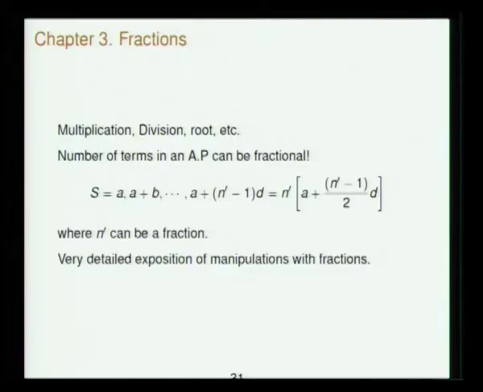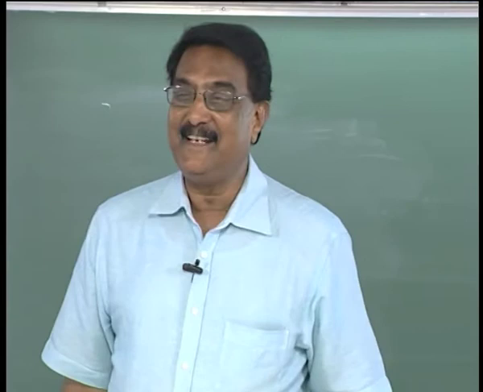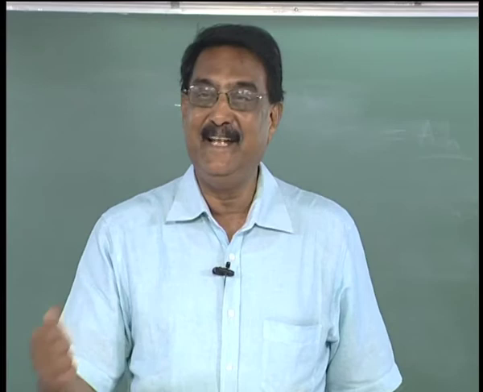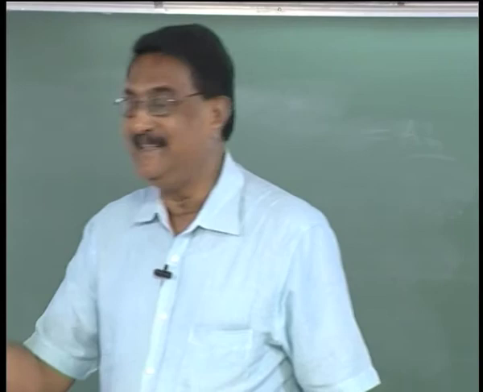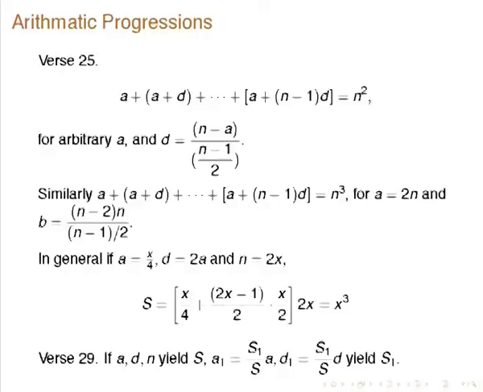And the number of terms in an AP is very interesting, that he takes this n prime is this, where n prime can be a fraction, the number of terms can be a fraction, you see. This kind of generalization is something we have been doing only during the past few centuries. So, he did not mind that the number of terms can be fractional, but it is defined like that, up to some time and then go a little further, not the next integer, but a fractional thing. As I told you, very detailed exposition of manipulations with fractions. Then arithmetic progressions, all these things are known.